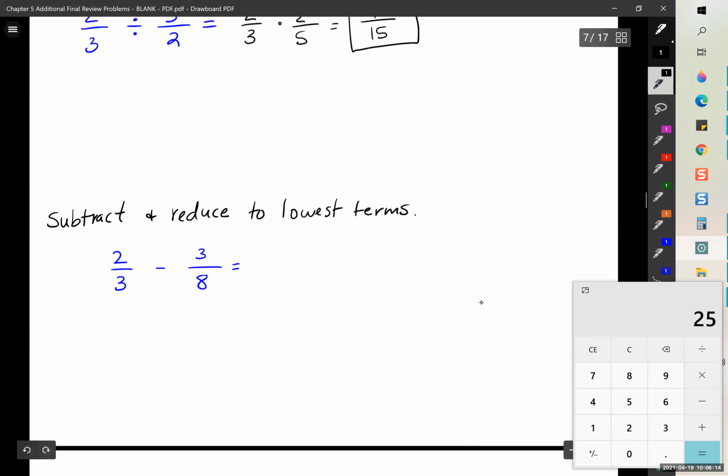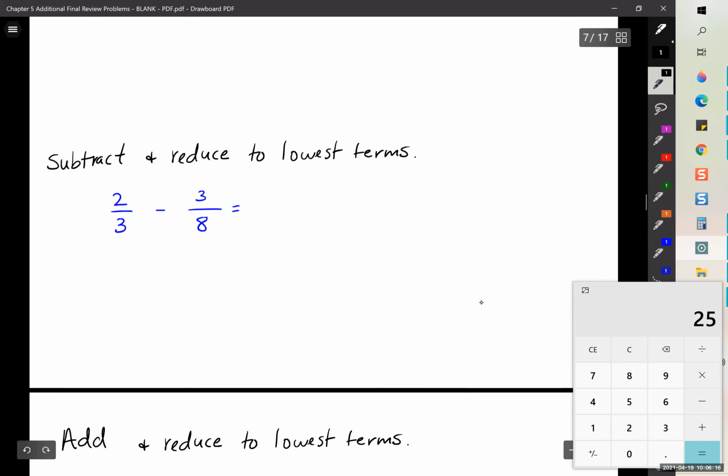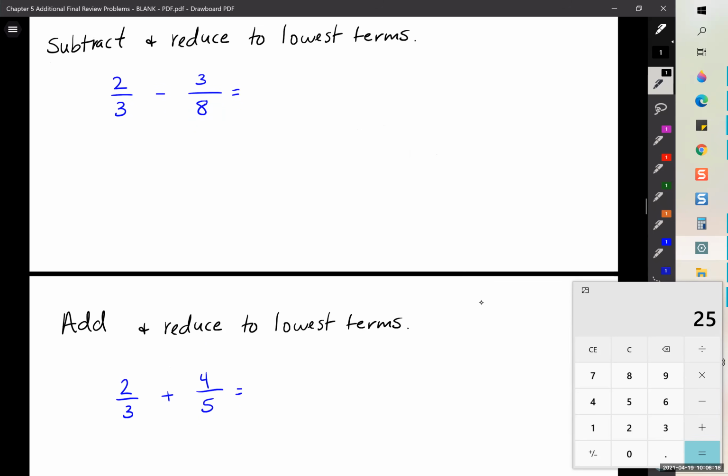Okay. Now let's subtract and then reduce to lowest terms. And then when you're finished with that, add and reduce to lowest terms. Remember, the key detail here is you need to first get a common denominator by multiplying each term, if necessary, by a carefully chosen one, which is anything over itself.